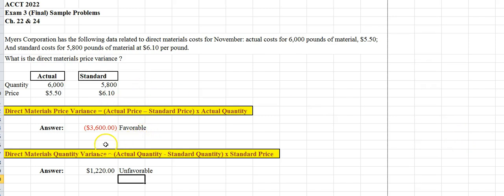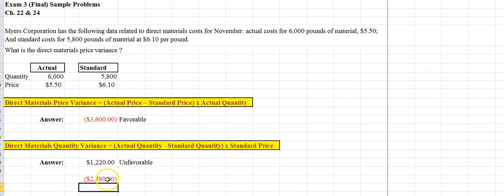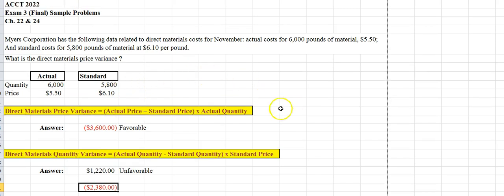And so the total variance when you compare direct materials actual versus direct materials standard, without decomposing price and quantity variance, is simply the addition of both of these, right? Which would be a favorable variance of 2,380, thanks to the fact that you've paid such a lower price than you had anticipated. The standard was 6.10. Okay, so that's quite easy.